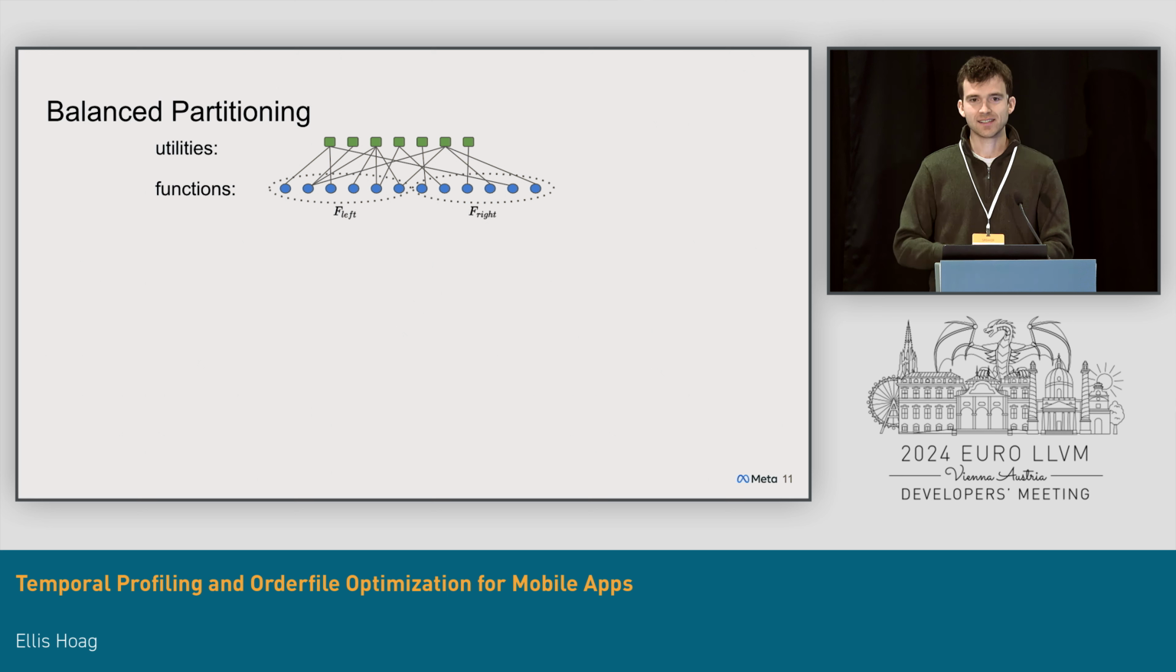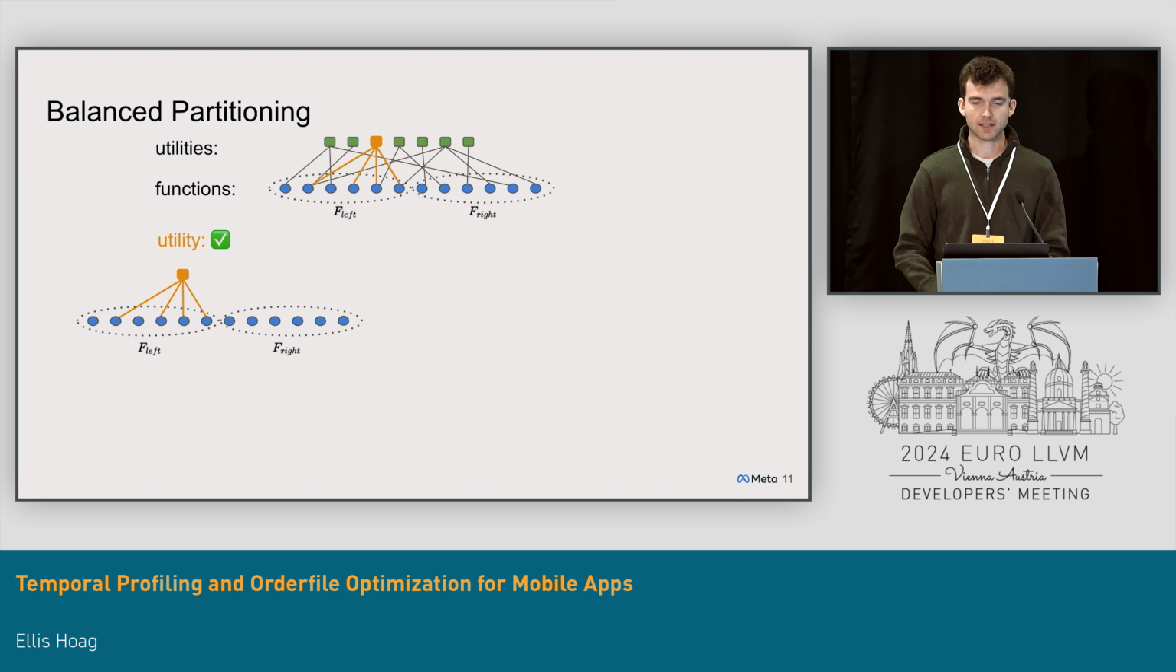So I'll try to show this. Here we have this graph that I constructed earlier, where we have functions in blue on the bottom and then utility vertices on top. And we have this initial partition where some of the functions are in the left bucket and some are in the right bucket. If we take a look at just a single one of these utility vertices, this one in orange, it has edges only for functions in the left bucket. And we consider this good because these functions share the same utility vertex, and they're in the same group, so they are co-located close together.